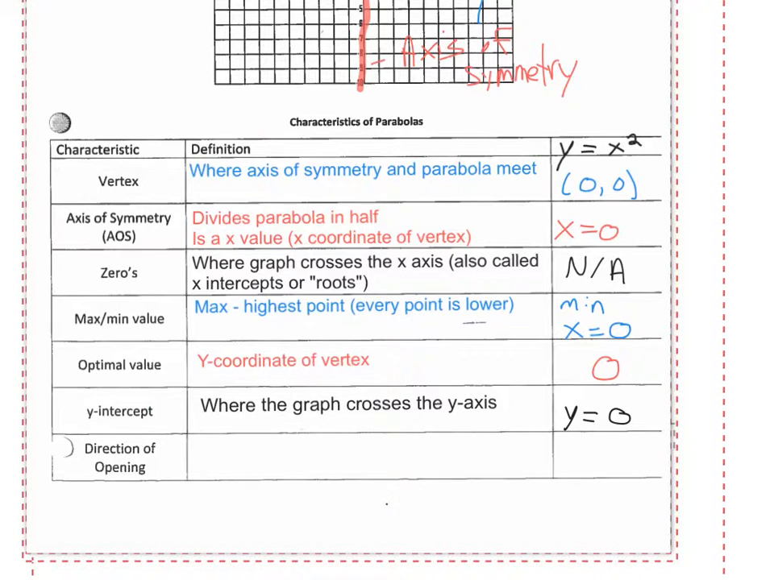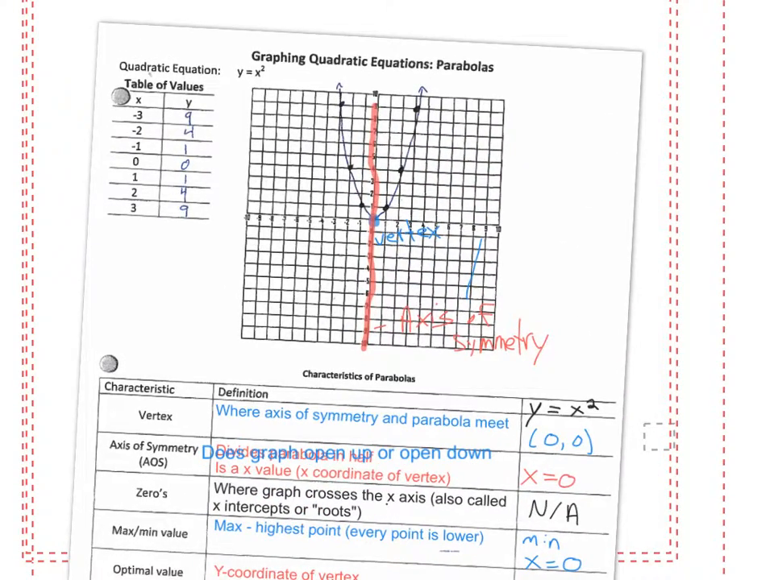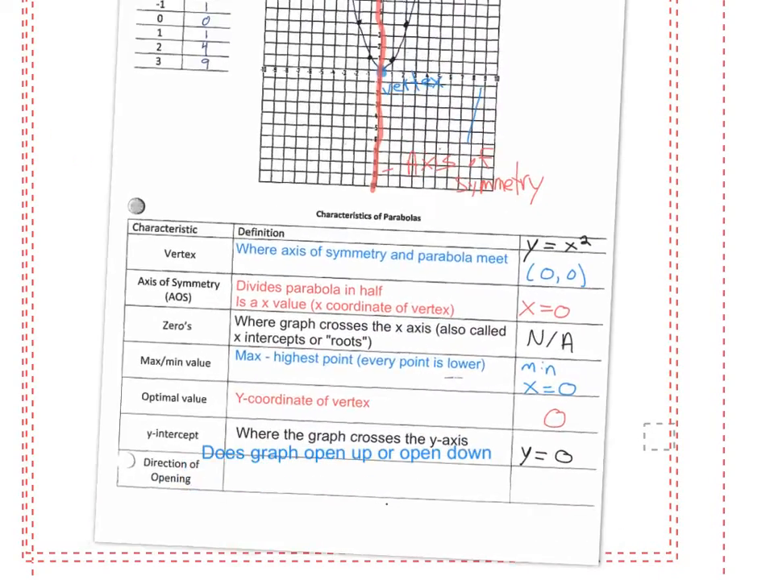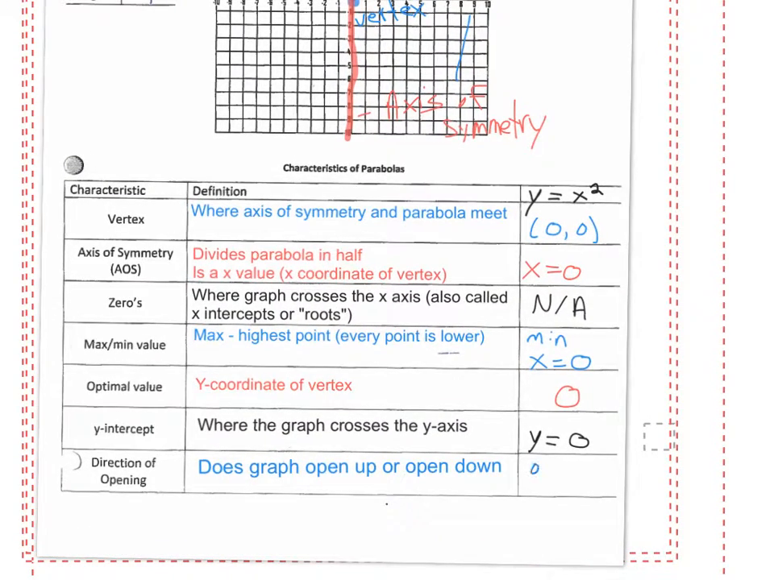Lastly, we're looking at direction of opening. All we have to do for that is state whether or not the graph opens up or opens down. Looking at our parabola, you can see that it is opening up. So we just say right here that it opens up. Before we look at another example, make sure that you have all of this information copied down onto your handout.